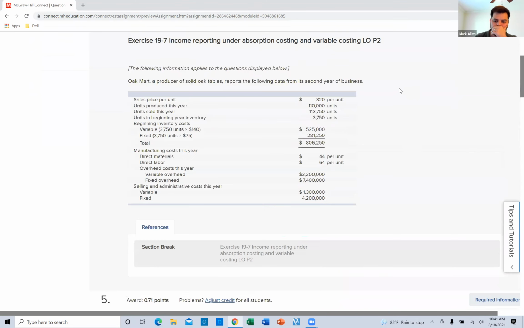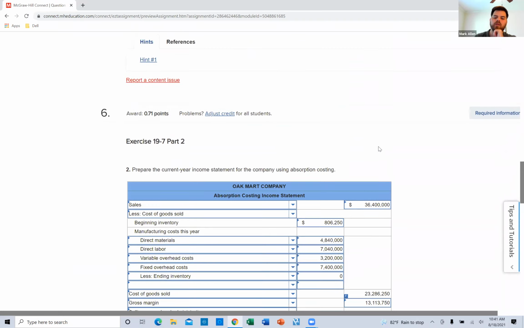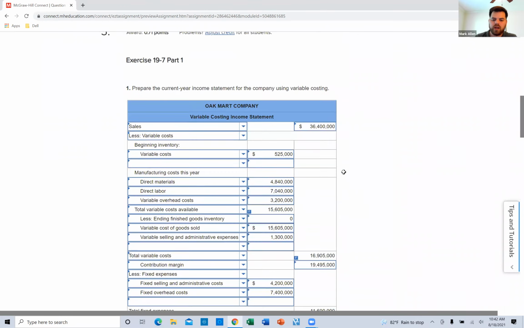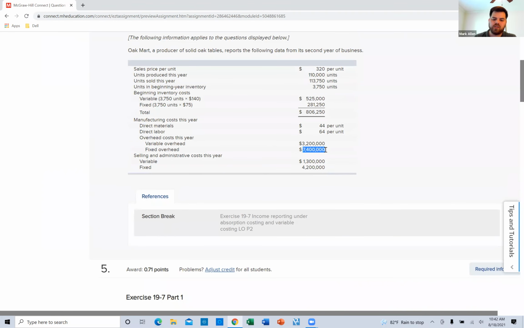So we just come back up top. We find our beginning inventory, 806,250. So that's going to be where we begin. If you're looking at the picture, beginning inventory plus either purchases or production in the current period. Well, what costs get added to inventory under absorption? Oh wait, I think it's those four things that we keep seeing: direct materials, direct labor, variable overhead, and fixed overhead. So that's our next four lines. Direct materials, 4,840,000. Direct labor, the 7,040,000. The variable overhead, the 3.2, all that's the same. And then the fixed overhead of 7.4 million, of course, being given to us here.